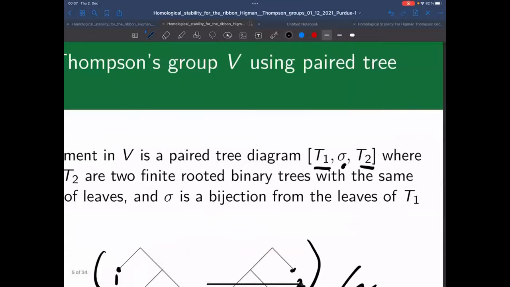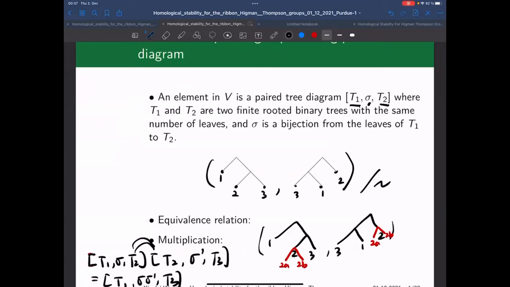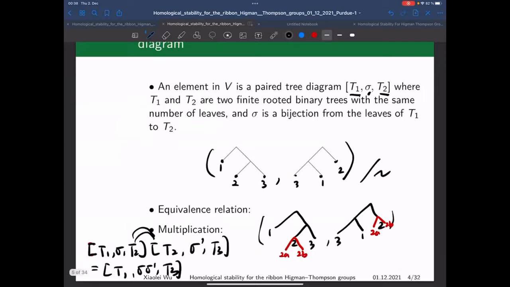The multiplication is by, so an element is a paired tree diagram. It's not just a single tree. Yeah, but then you're saying that T2 on the left has to be equivalent, I guess. So yeah, T2 on the right, right? So that's a condition. And then I'm saying when they are different, I can try using the equivalence relation to make sure these two trees are the same. So then any two trees are equivalent? That's not true, because the equivalence relation changes both of the trees in the pair tree diagram, right? So how the equivalence relation works is this equal to some other tree by adding a caret, then there's some sigma prime and T2 prime, right?